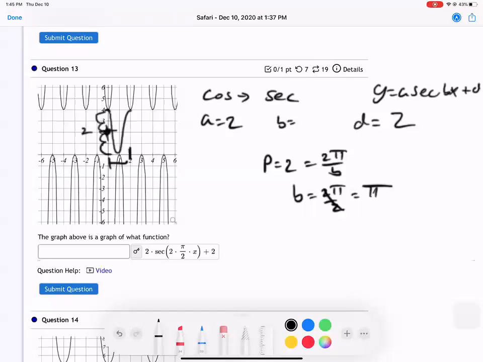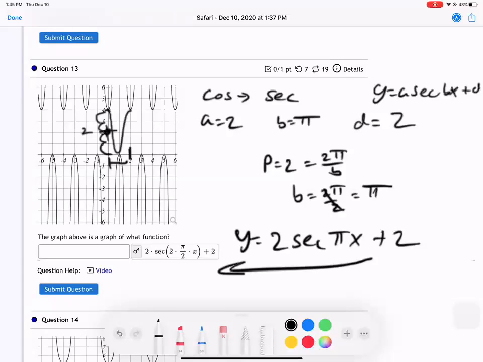So our b value is pi. Now we have everything we need. Y is equal to 2 secant of bx, which is pi x plus 2. If you write that, we are good to go.